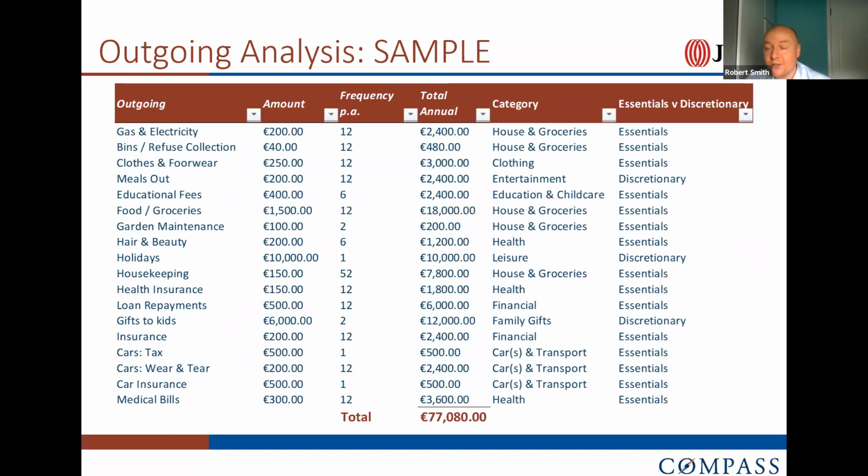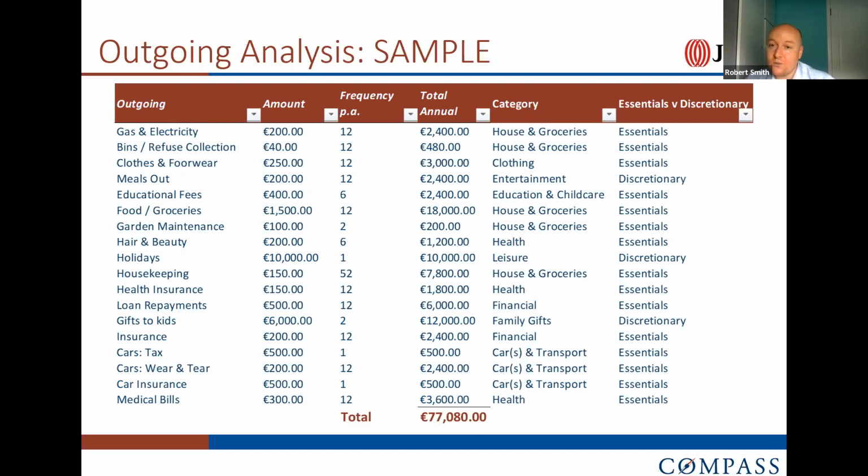So here is an outgoing analysis sample, and you will see that we've broken this down across a spreadsheet into various sections. We have our outgoings listed, some of the ones I touched on earlier and some new ones as well. We've exaggerated the figures here in order to provide really rich data in the following slide, but in terms of categories, you can see essentials and discretionary is broken down. We will forward this onto your HR so you can have a copy of this and make up your own spreadsheet, which would be incredibly useful.